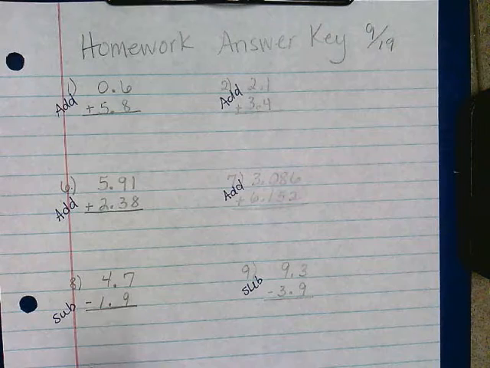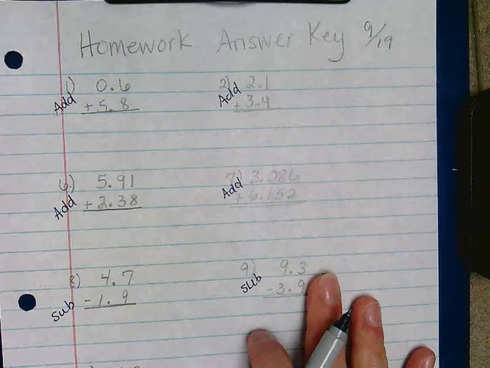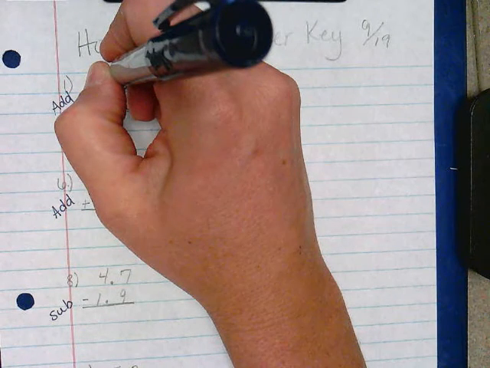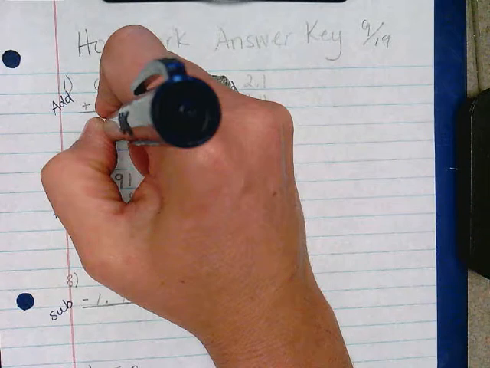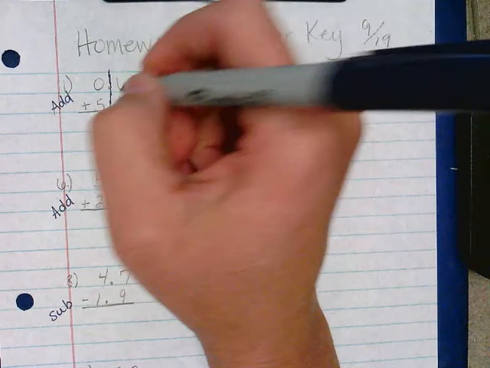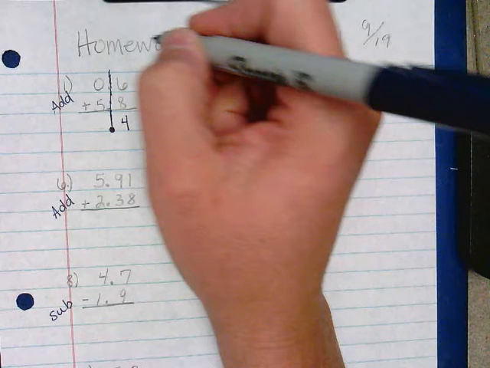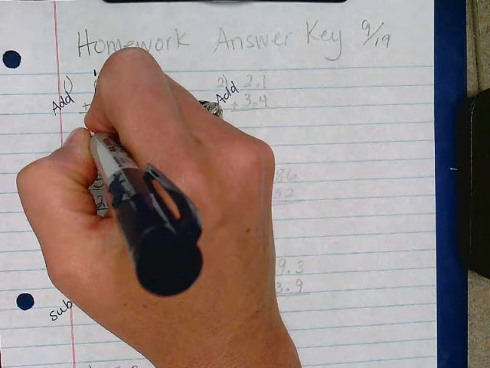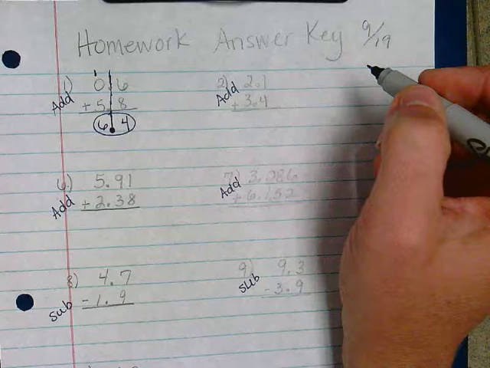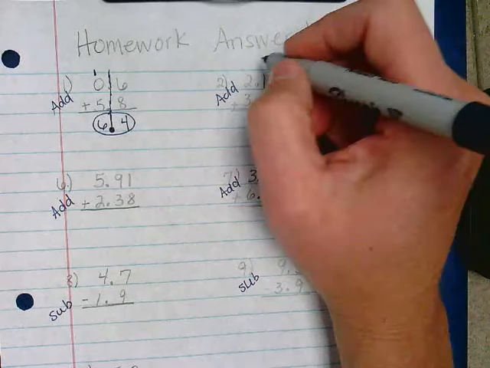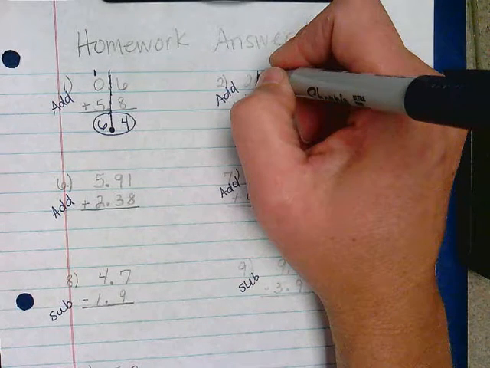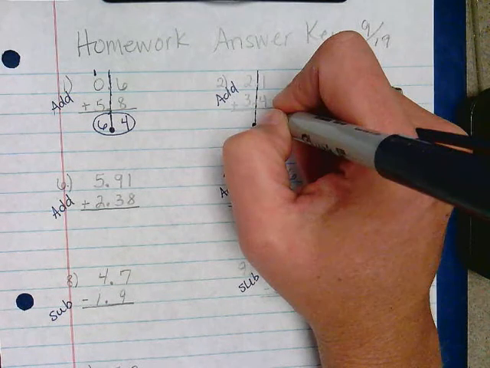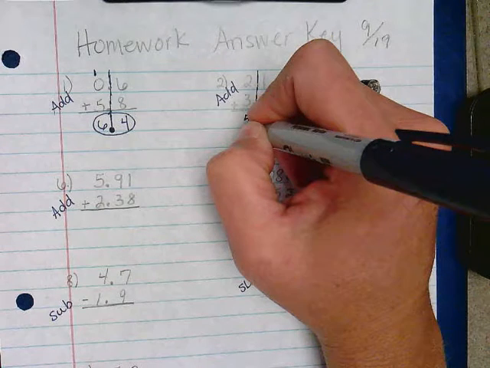Okay, we've got 0.6 plus 5.8. Again, first and foremost, my number one goal is always to line up my decimals. I've got 6 plus 8, which is 14. Carry my 1. 1 plus 0 is 1, plus 5 more is 6. So you should have gotten an answer of 6.4 or 6 4/10. Number 2, again, decimals are already lined up. Drop your decimal down below. 1 plus 4 is 5. 2 plus 3 is also 5. Your answer is 5.5 or 5 5/10.